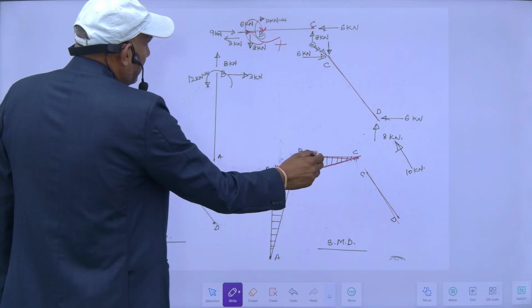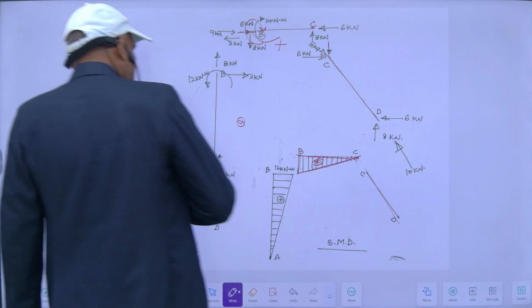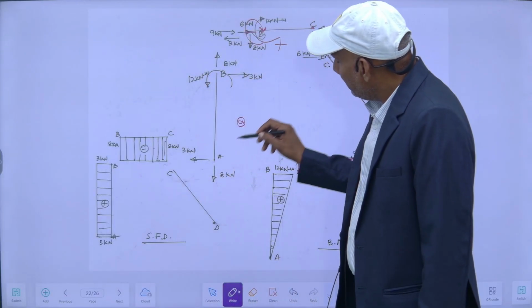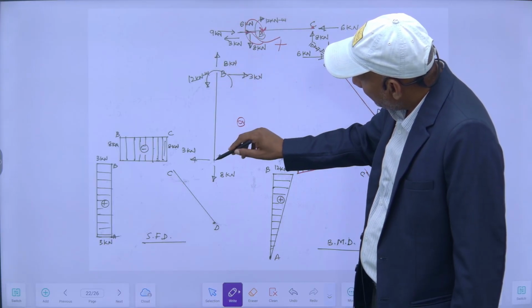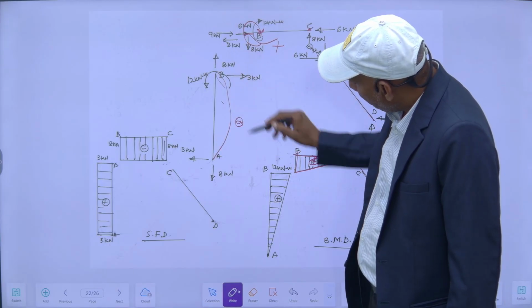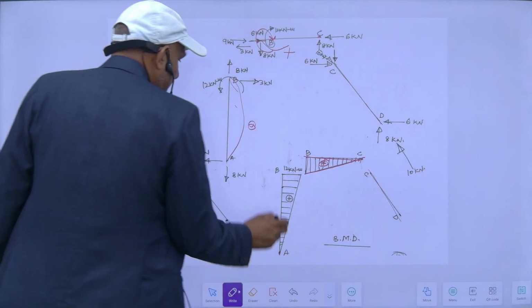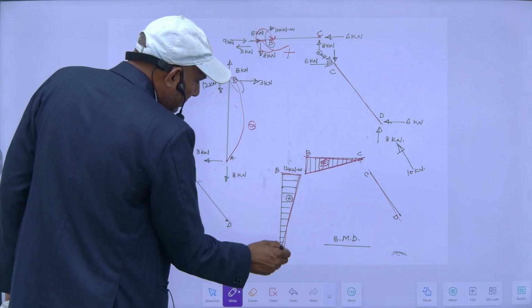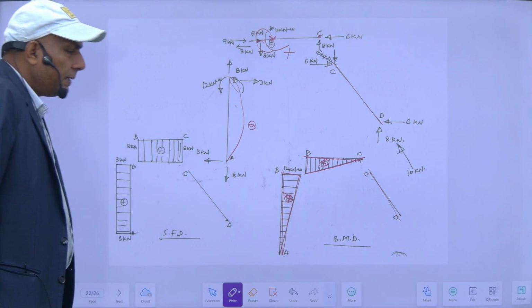So this is positive. If I am standing here and watching this one, my bending moment here is 0 and this is here. So if I am watching, this is sagging. So this must be like this. So this is 12 kilonewton and it is sagging. So this is my bending moment diagram.